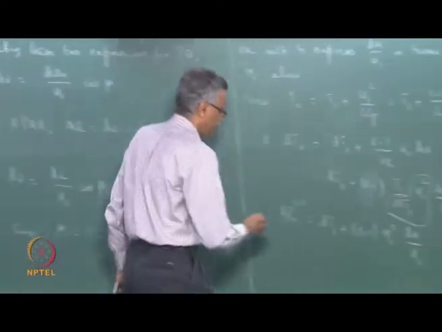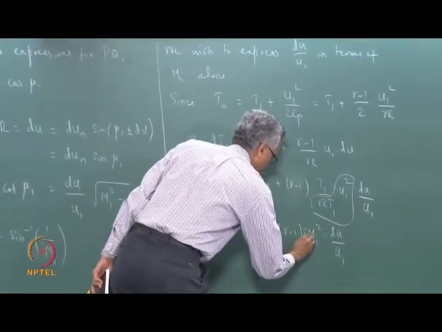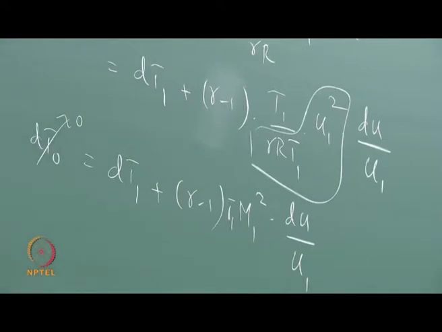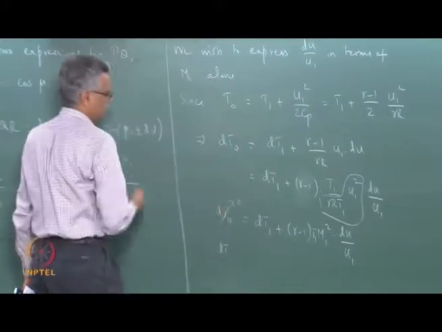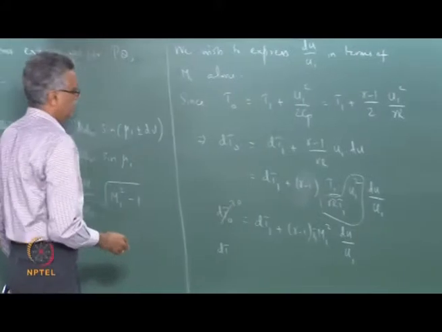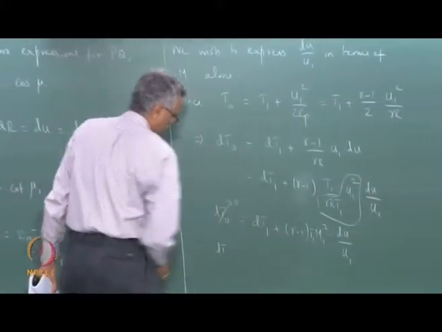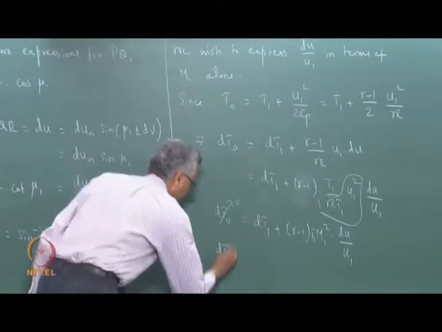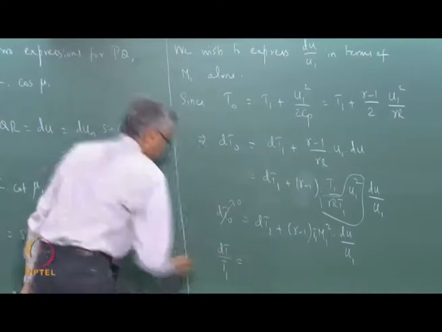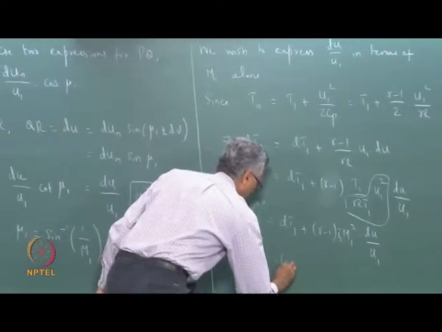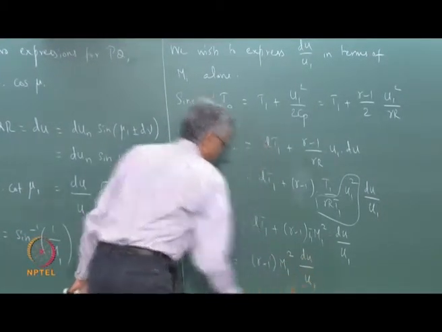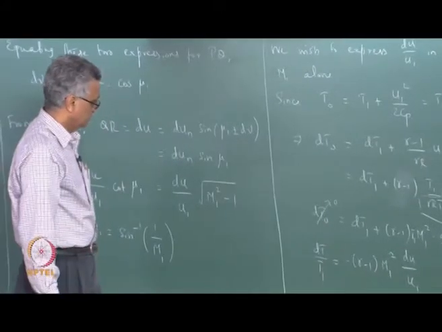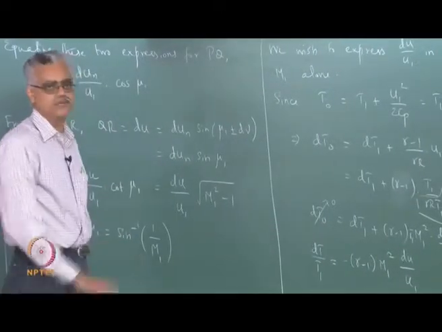I am sorry, I left out a T1 here, so please make a note of that. So there is a T1 here in the numerator. So I can rewrite this expression then, instead of writing dT1, if you will allow me, I will drop the subscript and write it as dT over T1 is equal to minus gamma minus 1 times M1 square times du over u1. So I have just dropped the subscript 1 on the dT1 term, which is okay.